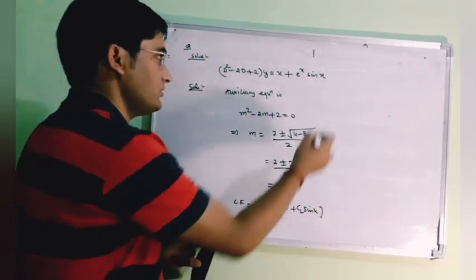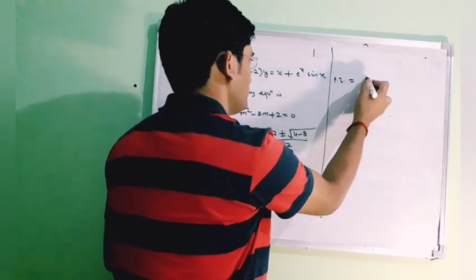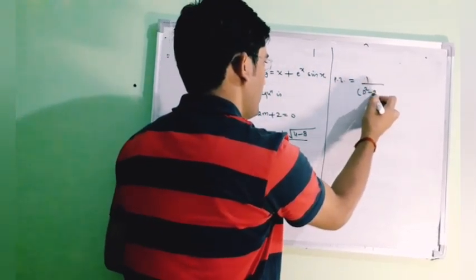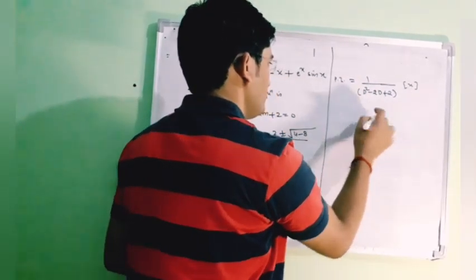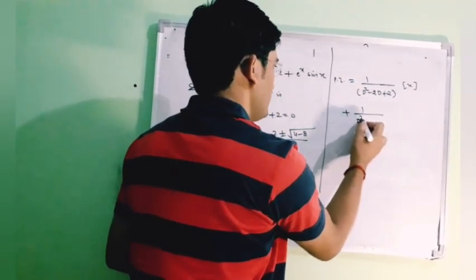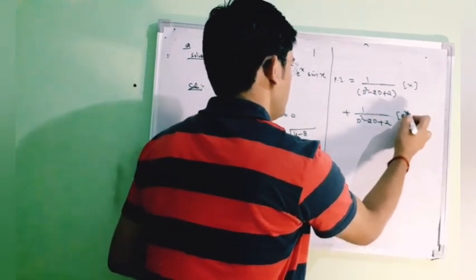So this is the complementary function, and our particular integral will be 1 upon (D square minus 2D plus 2) of x. Then the second term is 1 upon (D square minus 2D plus 2) of e to the power x into sin x.